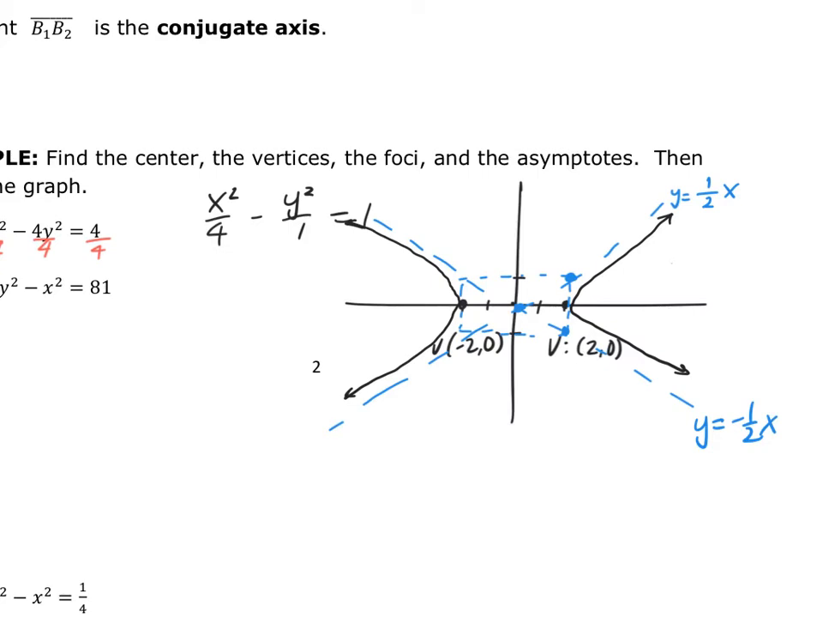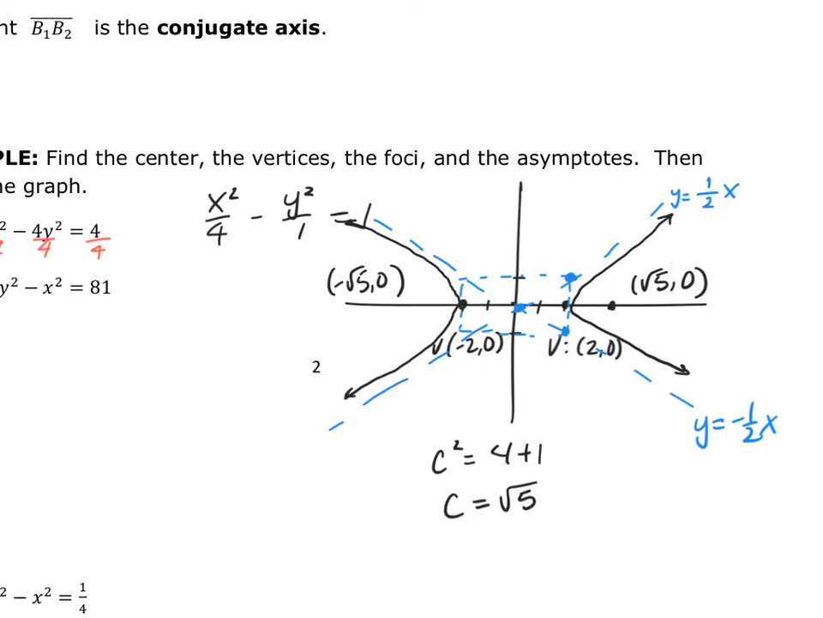The last thing I need to do is find my foci. To find my foci, I do c squared is equal to 4 plus 1. C is equal to the square root of 5. So it is square root of 5, comma 0, and negative square root of 5, comma 0.